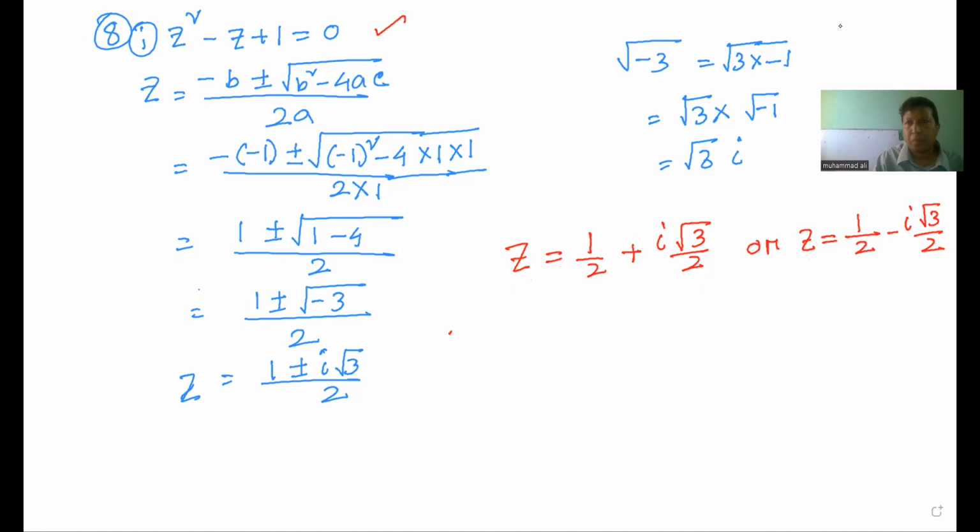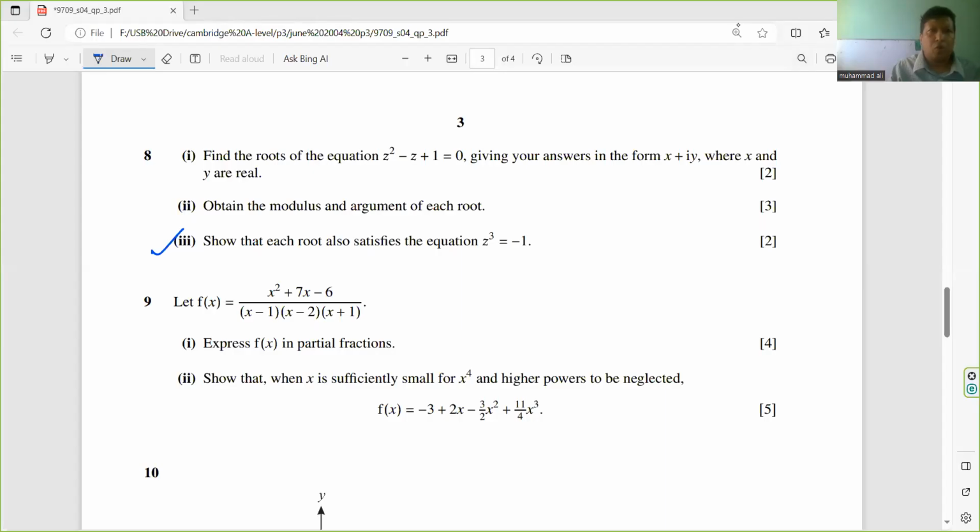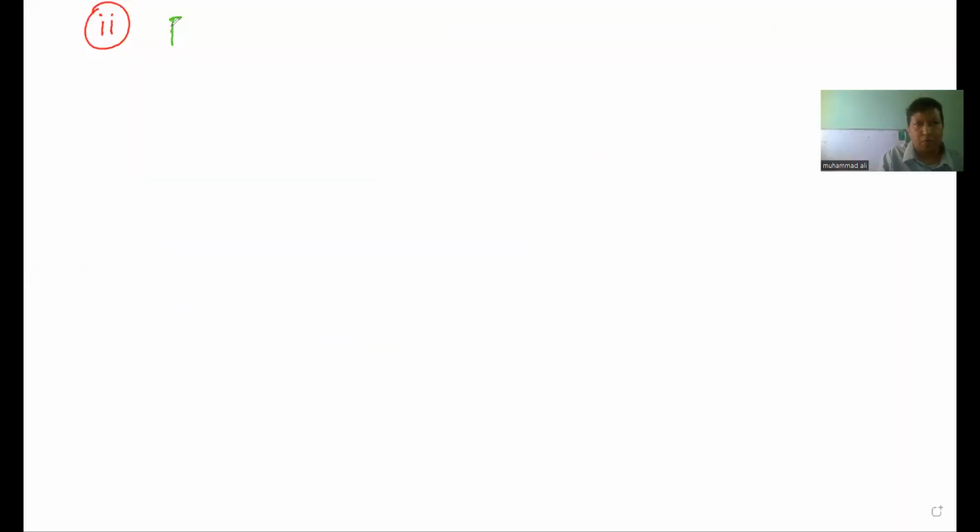Okay. Now, part 2, we want to obtain the modulus and argument of each root. Modulus and argument of each root. So for the first root, z equals 1/2 plus i root 3/2.